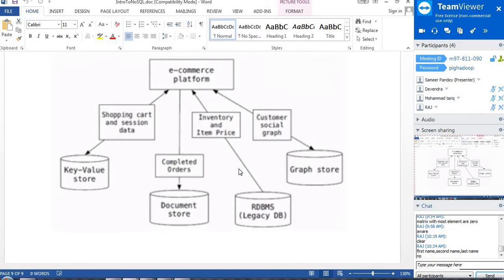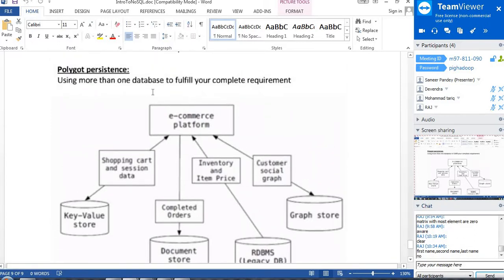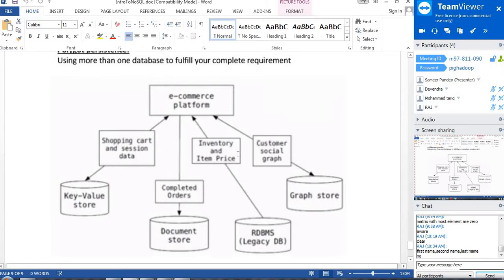Okay, fine. So I'm just giving one scenario of polyglot persistence. What does it mean? Suppose you have different types of databases that we can use in order to achieve a single goal. Like we have an e-commerce platform. What are the things we can have in an e-commerce platform? Shopping cart and session data, inventory and item price, customer social graph, completed orders, and for each we need a different technique. A key-value store for shopping cart and session data. For orders we need a document store. For inventory and item price we need RDBMS. For customer social graph we need a graph store technique.